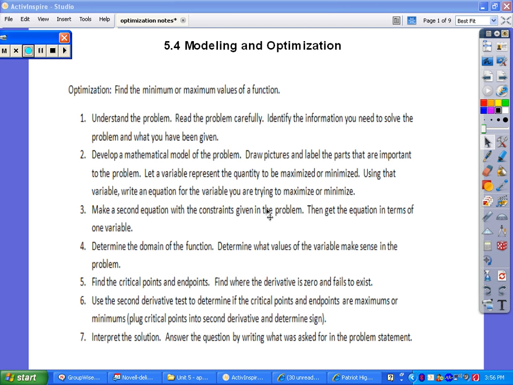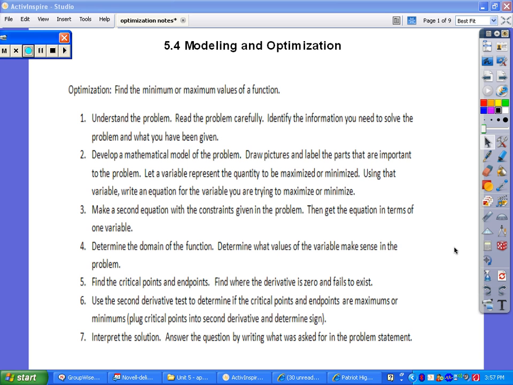to solve the problem, and what you have been given. The second part is develop a mathematical model of the problem. Draw pictures and label parts that are important to the problem, and let a variable represent the quantity to be maximized or minimized. Using that variable, then write an equation for the variable you are trying to maximize or minimize. This is the mathematical model. You're going to need a second equation generally with the constraints given in the problem, and you always want to get the problem in terms of one variable.